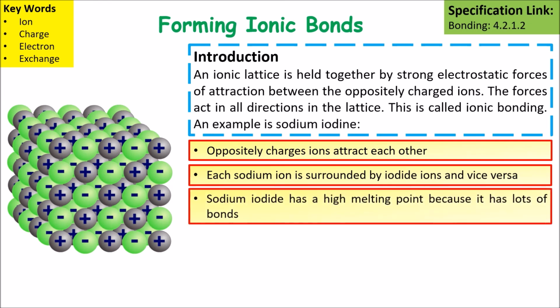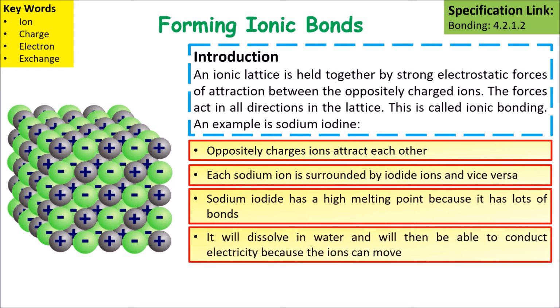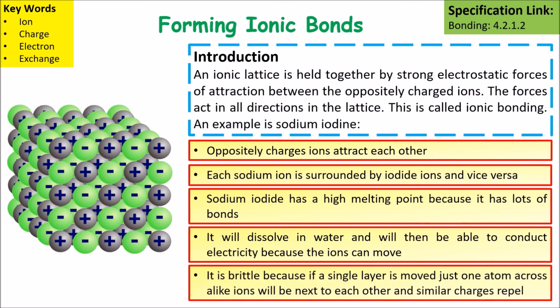Sodium iodide has a high melting point because it has lots of bonds. It will dissolve in water and will be able to conduct electricity once it's dissolved in water because the ions can then move around. And it's brittle because you only need to slide the layer over by just one atom to have charges that are alike next to each other, which would cause them to repel.